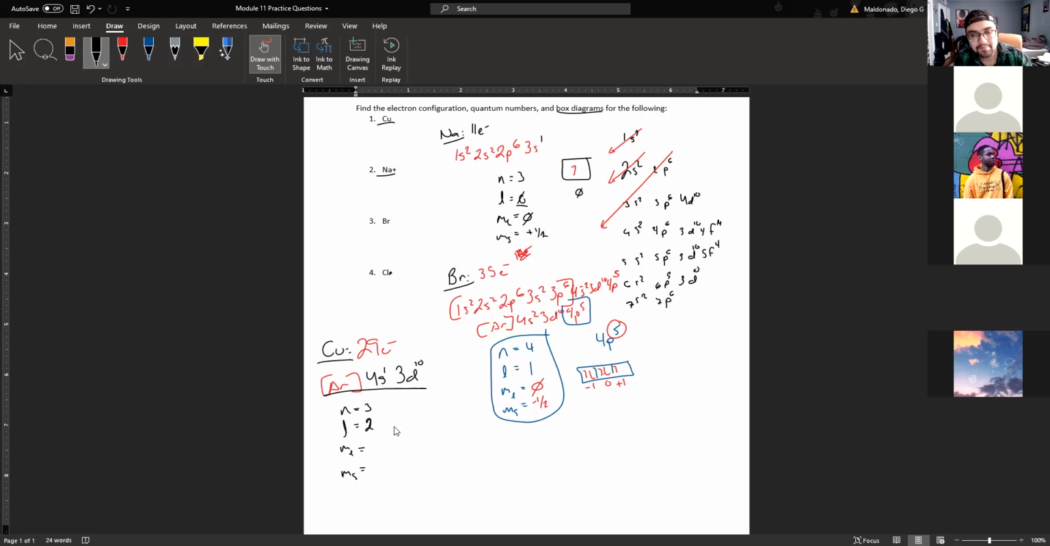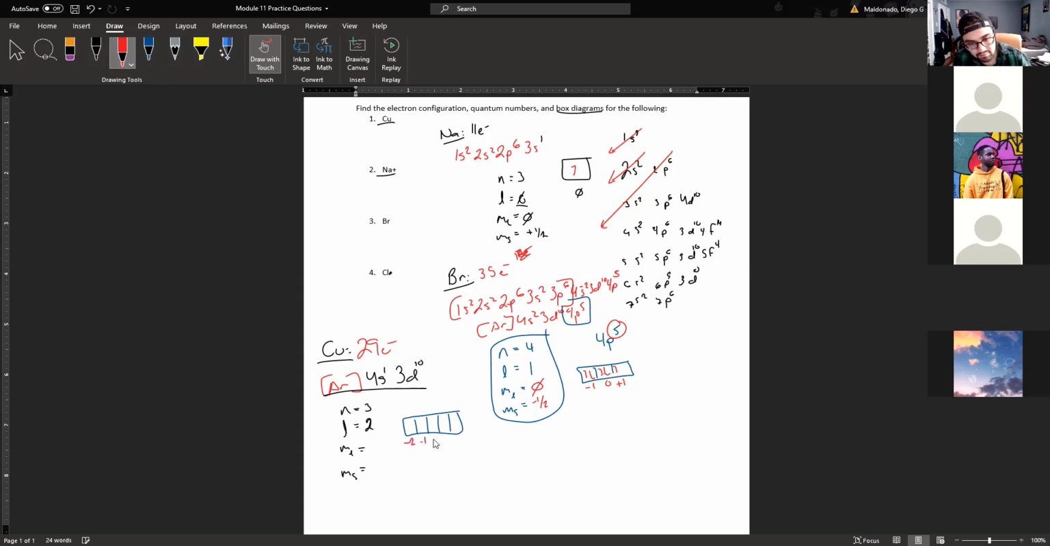It would have 5. Yes, I'd have 5. So 5 boxes. 1, 2, 3, 4, 5. Okay. And then what are the values of the boxes? -2, -1, 0, +1, +2.